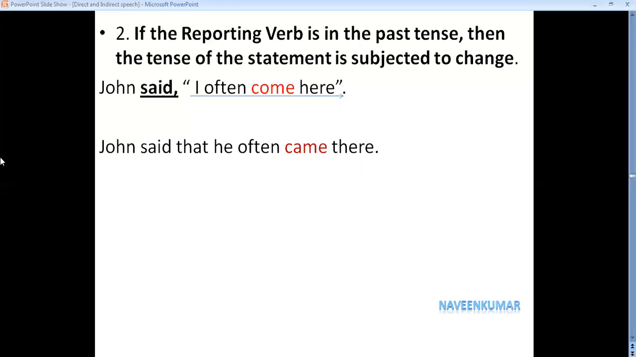The first example, the direct speech, John said, "I often come here," is simple present. So simple present became simple past. Now you might have one question: how to judge the tense of the direct speech into indirect speech? How to change it? There are certain rules. There is a table that tells us if the direct speech is in a particular tense, then what should be the tense of the indirect speech. Let's see that one.